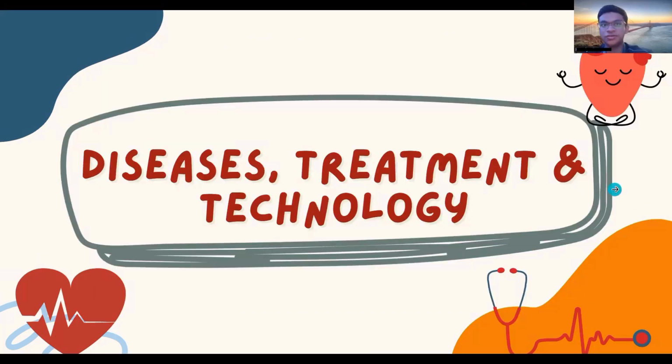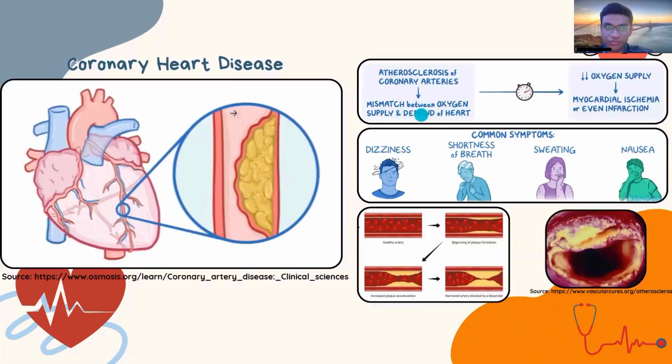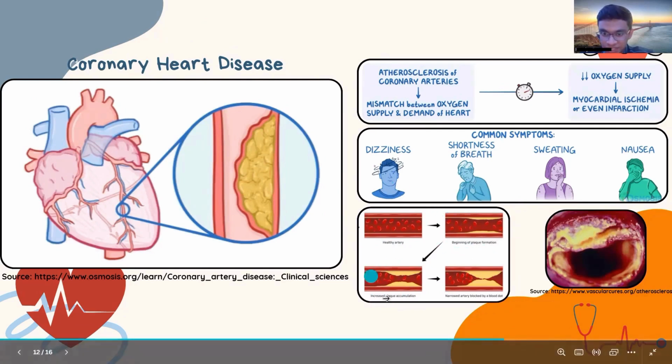Now we're going to take a look at the disease, treatment, and technology used for the heart. These are examples of coronary heart disease. This is the picture of a healthy heart and healthy artery, and this is the photo of beginning plaque formation, and this is the increased plaque accumulation, and this is a picture of a narrowed artery blocked by a blood clot.